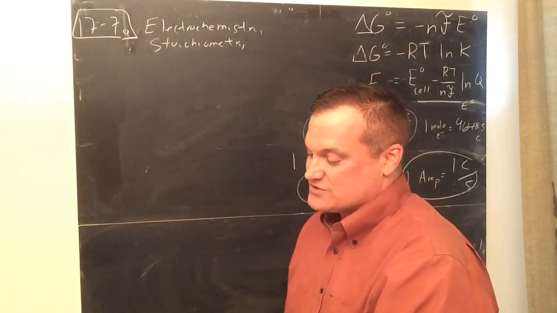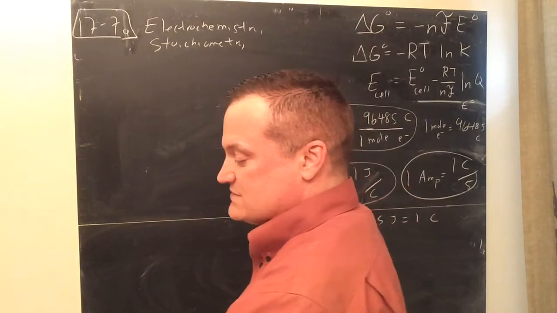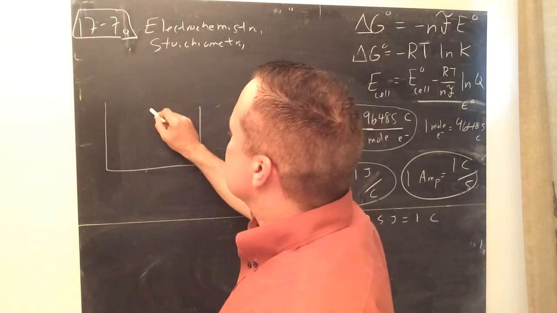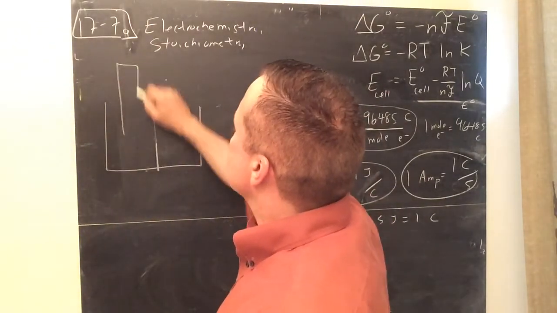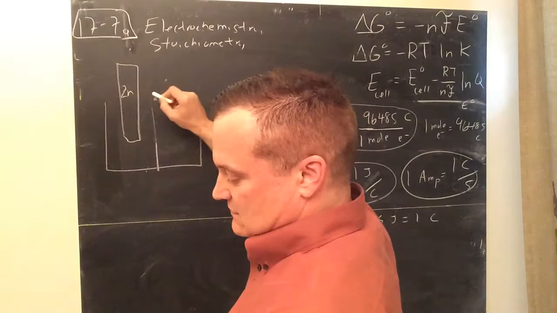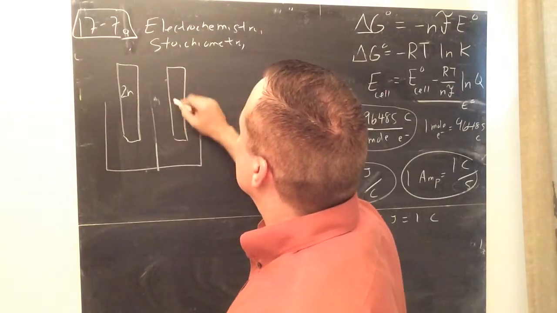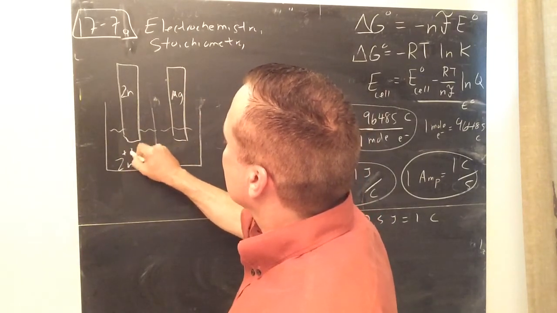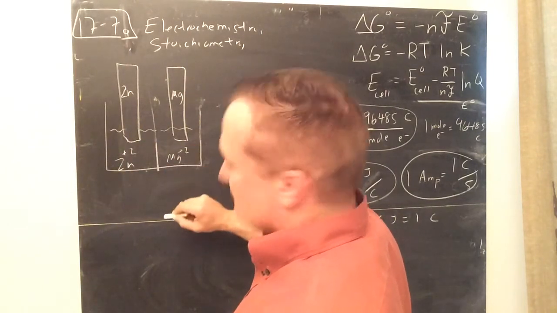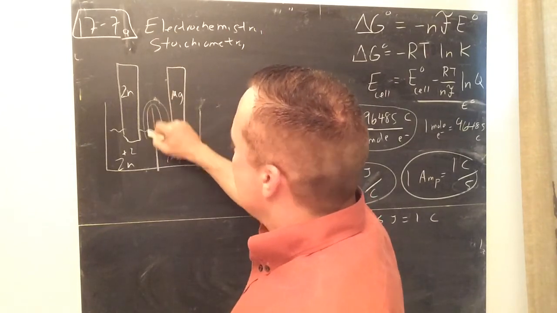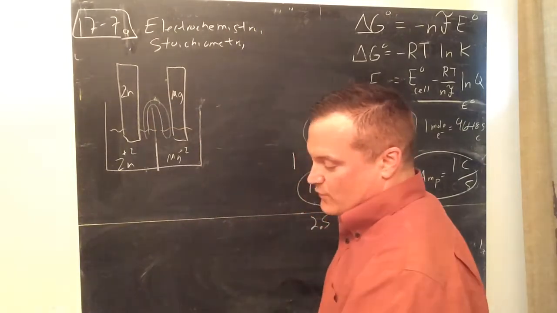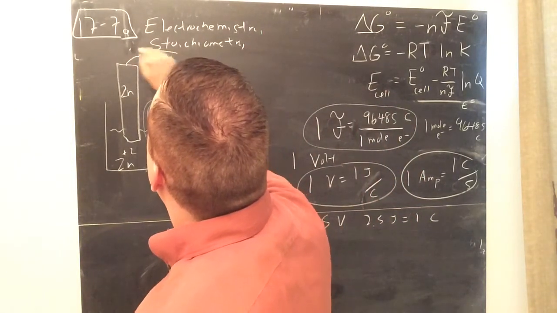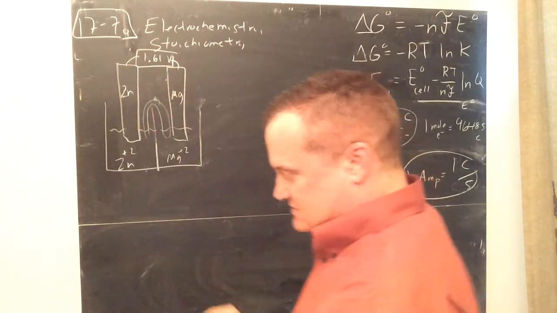I'm going to go back to this old worksheet that we already did before with zinc and magnesium. And remember, we had this cell, and in this cell, on one side we had zinc, and on the other side we had magnesium, and then of course we had our zinc ions down here, and our magnesium ions down here, and we have our salt bridge there. And the voltage we calculated was 1.61 volts.